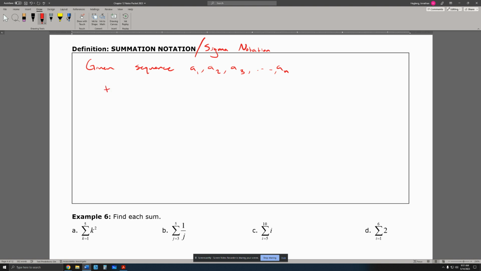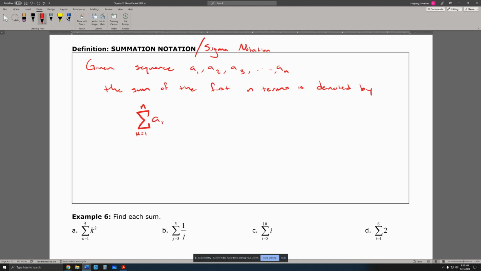the sum of the first n terms is denoted by this sigma notation here. So this is the capital Greek letter sigma. Looks like this. And this is denoted as, on the bottom of sigma, we're going to say k equals 1. And then on the top of sigma, we're going to say n. Okay, so this is just saying this is the sum of terms from 1 to n. So from the bottom to the top.